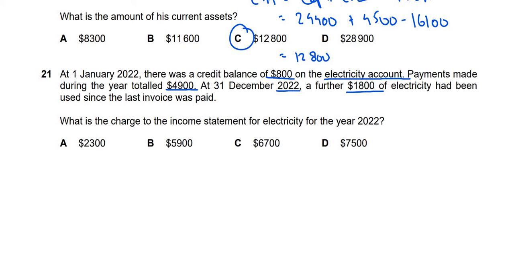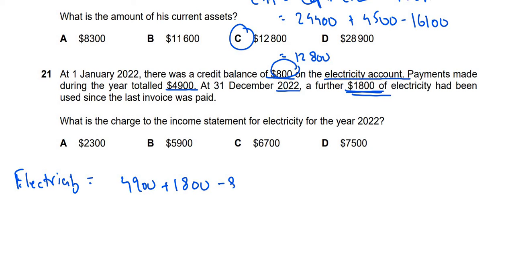So look, electricity would actually be 4,900 current year electricity plus 1,800. Alright, because we have used this electricity but did not pay it. And this 800, this electricity is of the previous year, not current year. So we will subtract it because we are finding the electricity bill for the current year. So the answer is 5,900.